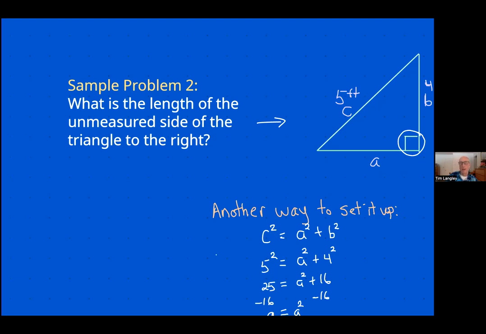All right. Now, you're going to notice that this one's a little bit different than the one we previously did, because the previous one gave us a and b, but it didn't give us c, that length. However, this one gives us the hypotenuse, but doesn't give us a, but it gives us b. So what I've written down here at the bottom of the screen is another way to set it up, which is how I would set this up. And this is how I want you to do it.